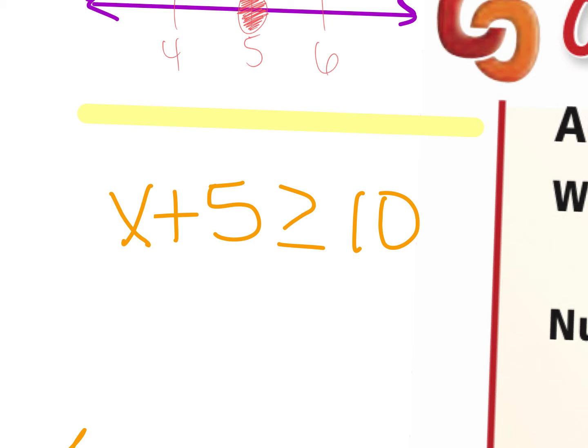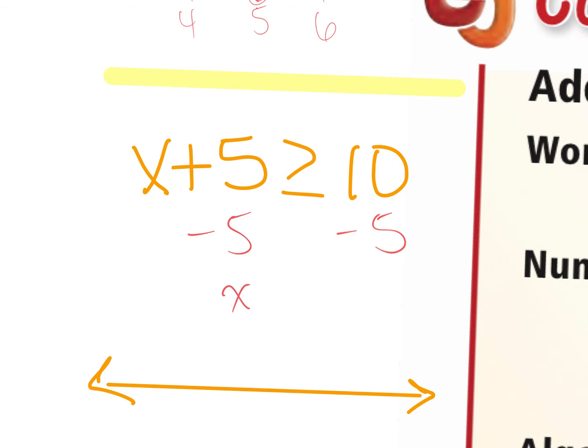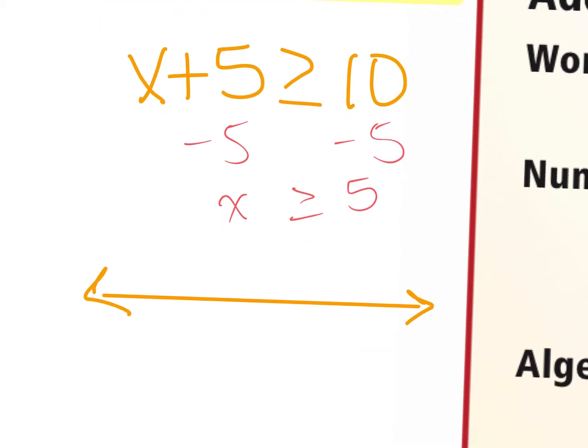So what did we do last time? We subtracted 5. We're going to subtract 5 again, and we're going to get x is bigger than or equal to 5. How many numbers go on my number line? 5, 6, and 4. Make sure there's 3 numbers. If you put 5 numbers, is that okay? Yeah. If you put 2, are we Gucci? No.